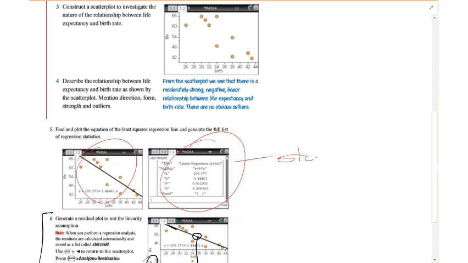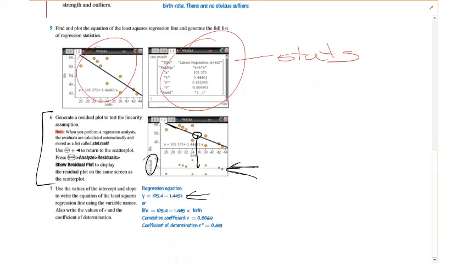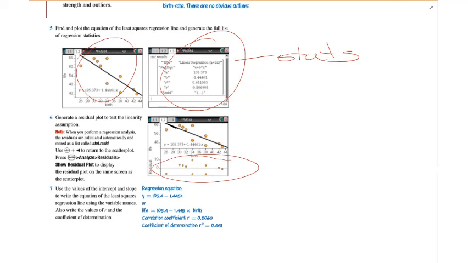So those are my stats. Once I've done that, in doing those stats, I can actually then have my regression plotted on the same thing here, so I can see what's going on. This is really important for when you do transformations. Okay, so let's actually do this.